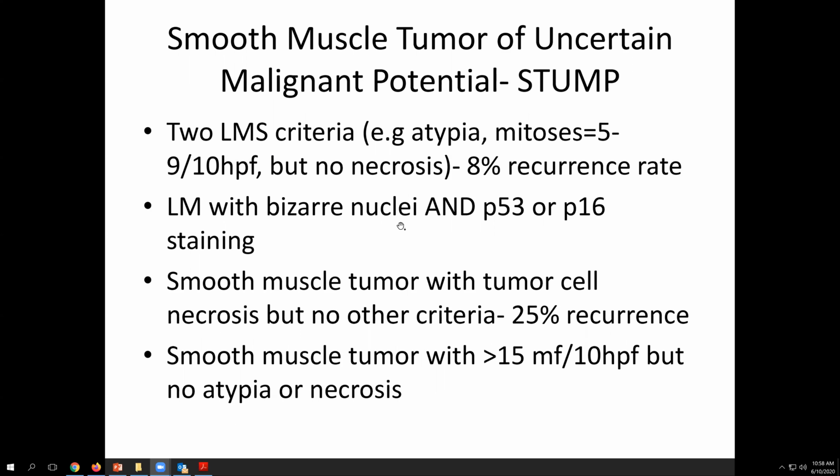Smooth muscle tumors that have bizarre nuclei and p53 or p16 mutations and staining would fall into this category. And smooth muscle tumors with greater than 15 mitotic figures but no other atypia or no necrosis fall into this category.